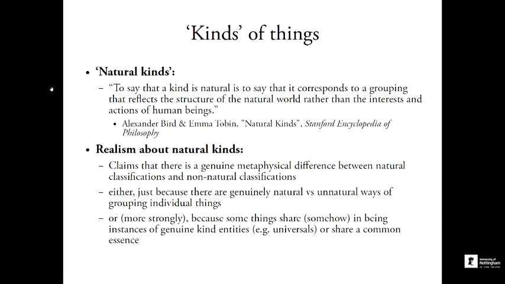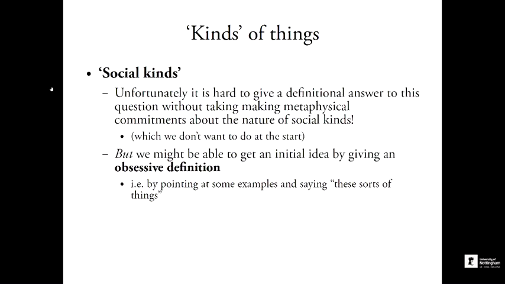We might think that talking about natural classifications and non-natural classifications doesn't exhaust all the kinds of things that there are. So, as well as what we might call arbitrary kinds and natural kinds, perhaps there are social kinds as well. So, what are social kinds? Unfortunately, it's hard to give a definitional answer to this question without making metaphysical commitments about the nature of social kinds. We are going to try and make those metaphysical commitments as the module goes on, but for now, we don't want to prejudge them.